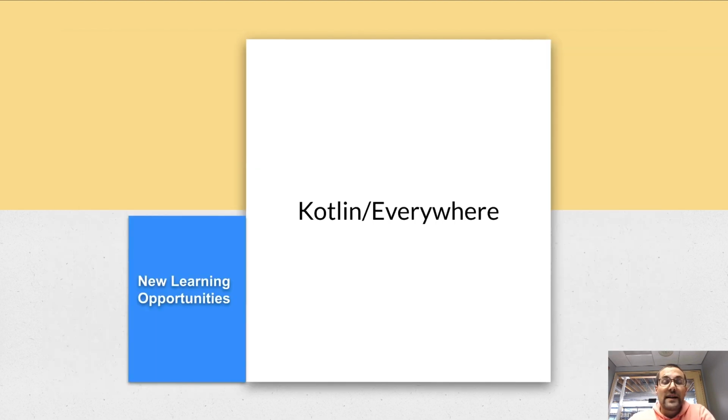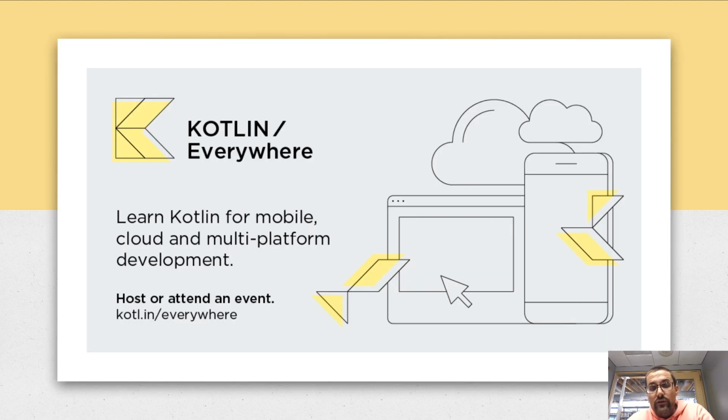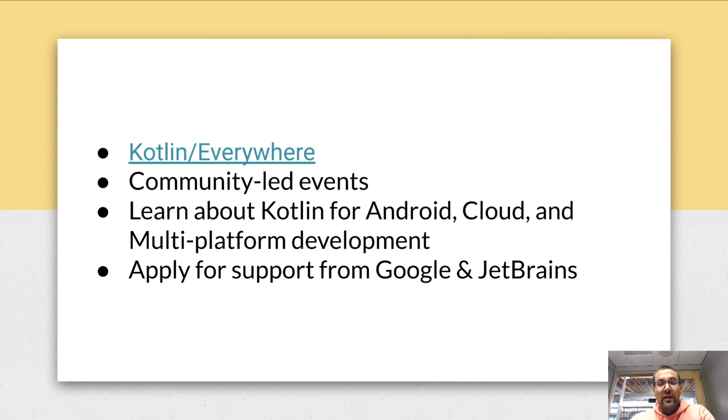And the second one is Kotlin Everywhere. Kotlin Everywhere is a new initiative sponsored by JetBrains and Google to help the community put on community-led events related to developing with Kotlin across any domain. So if you want to see if there is an event in your area, or maybe you want to host an event, you can go to the Kotlin Everywhere site. There's a link in the slide, and there'll be a link down below in the description. With that, you can register your event.